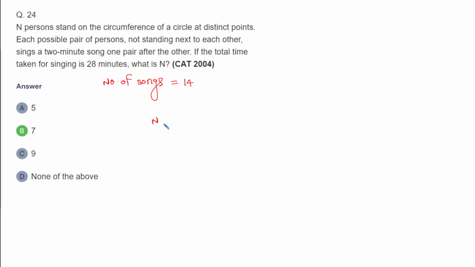So total n people are there. Out of n people, let's choose 2 people. In how many ways can you choose 2 people from n people? nC2. But from this we need to exclude adjacent pairs. For example, if there are 6 people standing, how many adjacent pairs can you see? AB, BC, CD, DE, EF and then FA. These are the 6 adjacent pairs. If there are n people, how many adjacent pairs will be there? n pairs will be there.